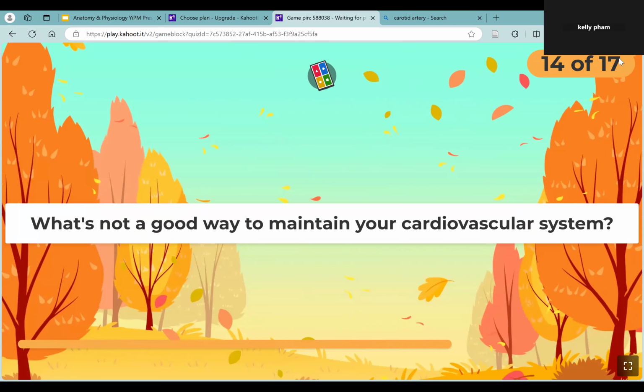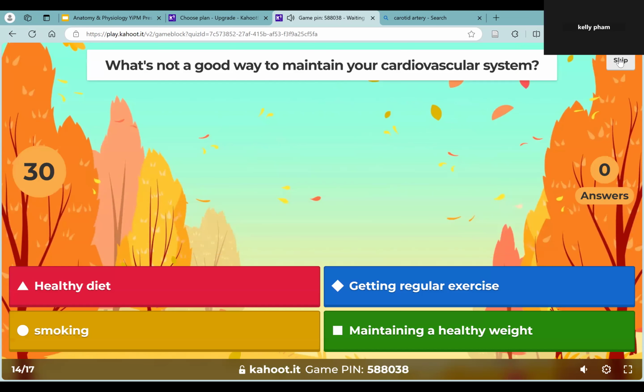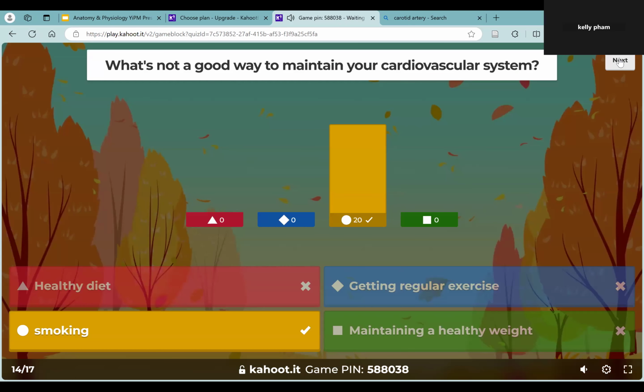What is not a good way to maintain your cardiovascular system? Smoking is not a good way to maintain your cardiovascular system, as it can damage your heart and cause plaque buildup and inflammation in your heart.